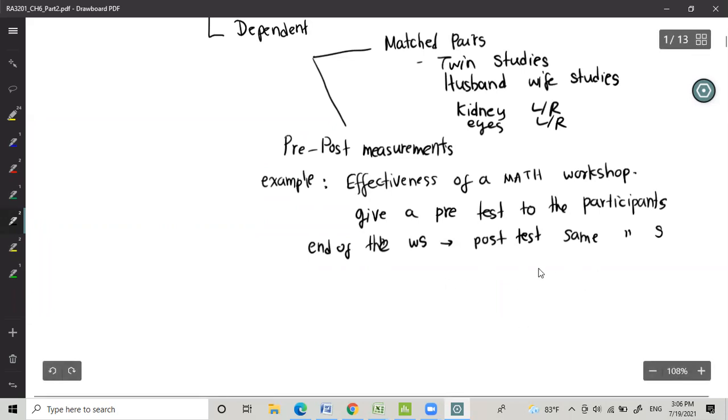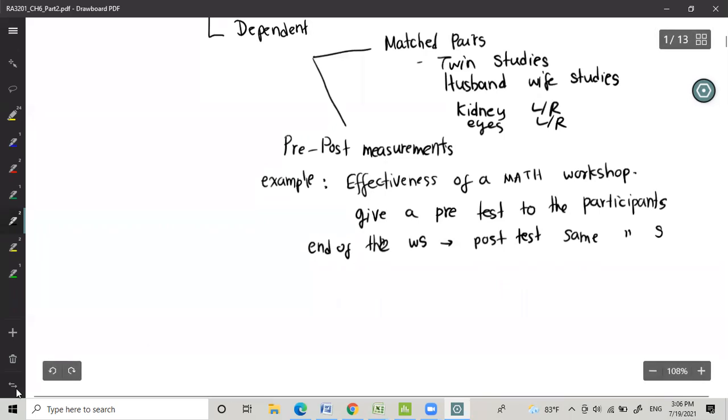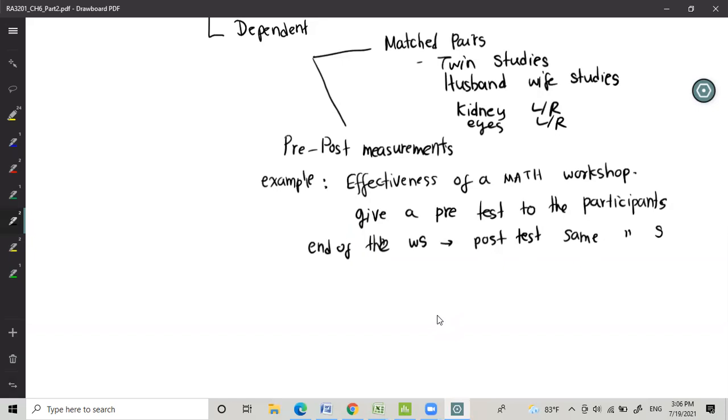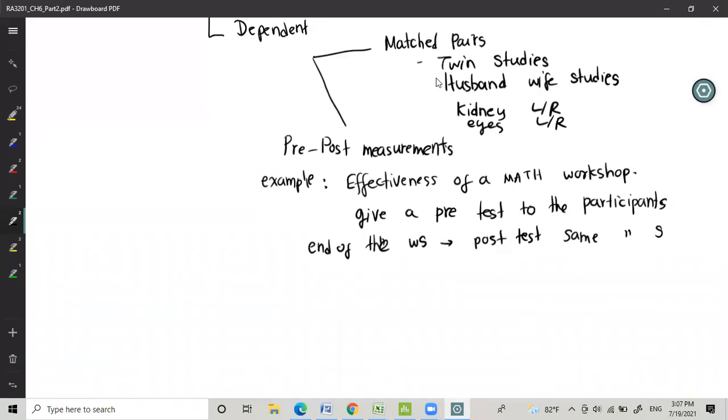Can you come up with another example related to biological sciences or an area related to you? You can compare a treatment, how effective it is, right? Something like that, or a medication. Can you come up with another example?